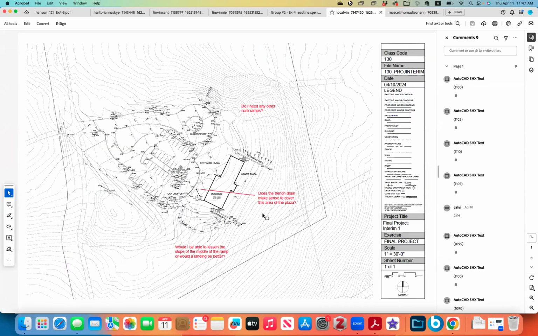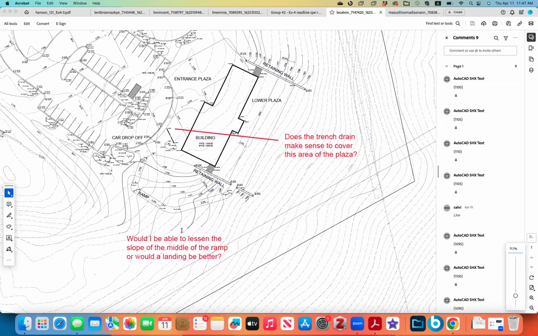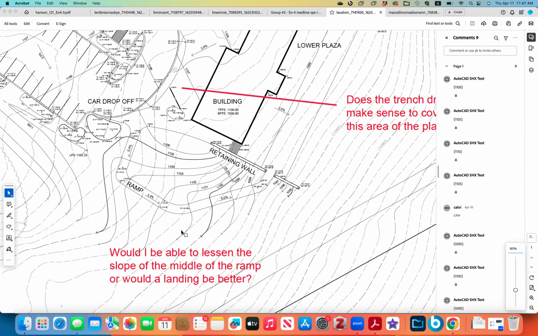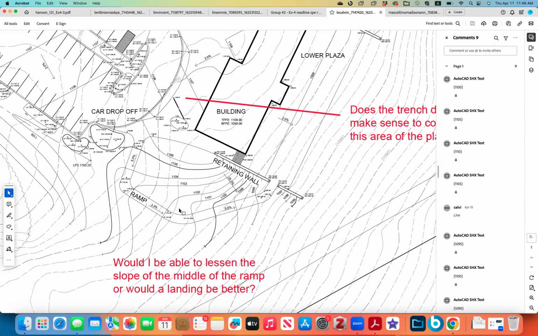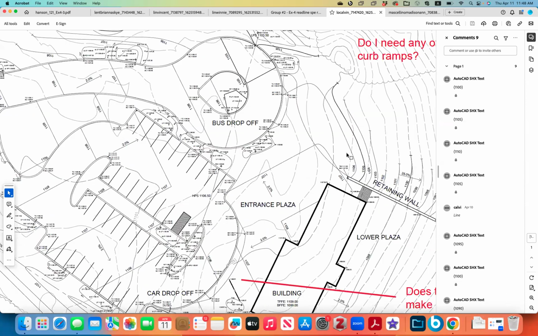Let's take a look at the curb ramps. We'll take a look at the trench drain and then lessen the slope of the middle of the ramp, or would the landing be better? Let's see. 5, 3. Well, if you have 5 or less than 5 all the way through, you do not need a landing, okay? We'll take a look at the ramp first. So you have 1 here. Make sure that you change this to a single line. There's no curb there anymore, all right?